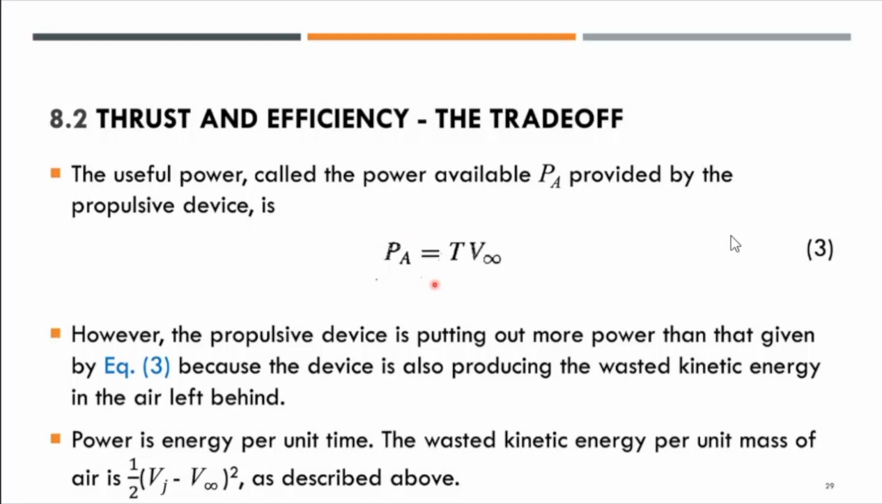Because the device is also producing, remember, the wasted kinetic energy in the air left behind. In the example that I gave earlier, when the vehicle moves, you feel the wasted kinetic energy being left. This means that the propulsive device is putting out more power than this. Power is energy per unit time. The wasted kinetic energy per unit mass of air is half (Vj minus V infinity) squared, as already described above.